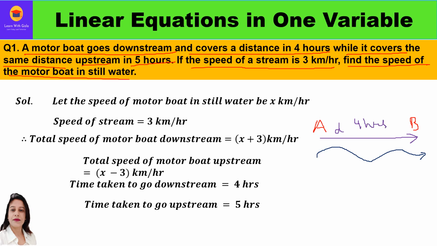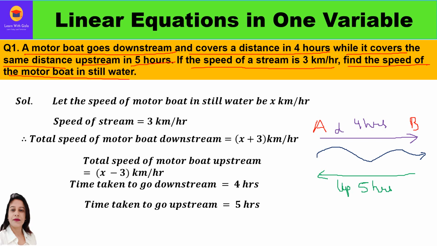Now other way round, when I'm coming back, that means I am coming back upstream, because now I am rowing my boat against the flow of the stream. Now it is upstream and upstream time is 5 hours. Naturally, I will take more time to come upstream than to go downstream, because there is an obstruction because of the flow of the stream. I have to row against the flow of the stream, so it will take more time. So 4 hours I took to go downstream, but it took me 5 hours to come back, right?